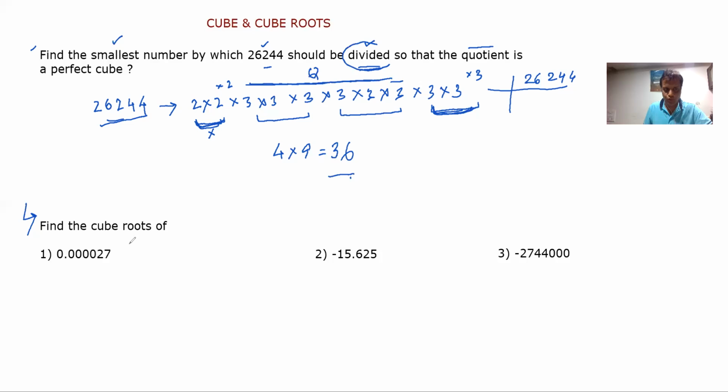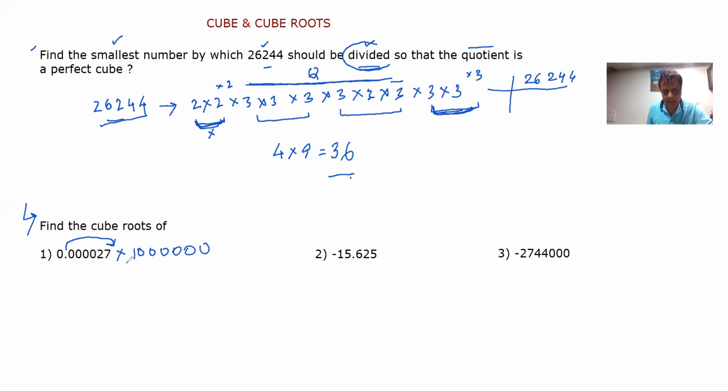This says find the cube root of 0.000027. The moment I see a decimal number, I make it a decimal fraction, which means I remove the decimal from the numerator. How should I do that? If I have to bring this decimal out of this number, then I have to multiply with how many zeros? 1, 2, 3, 4, 5, 6.